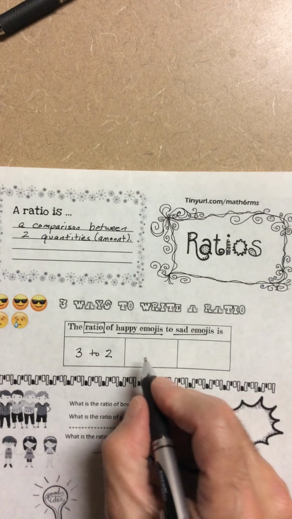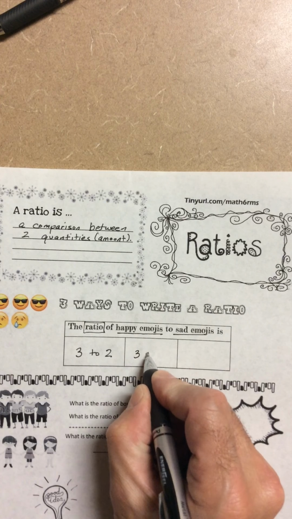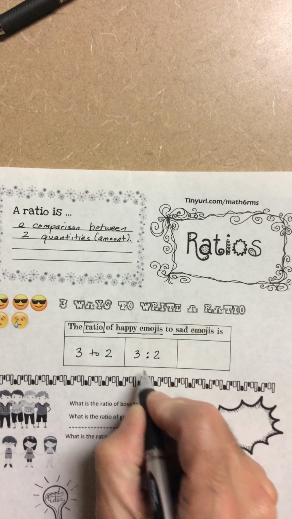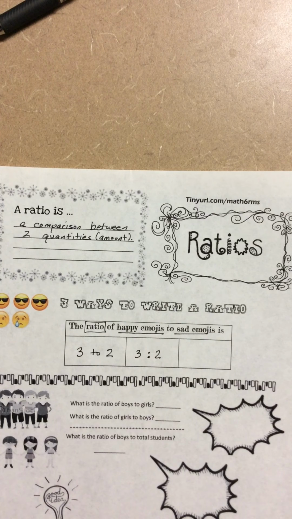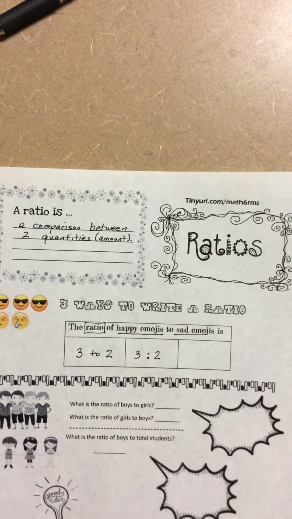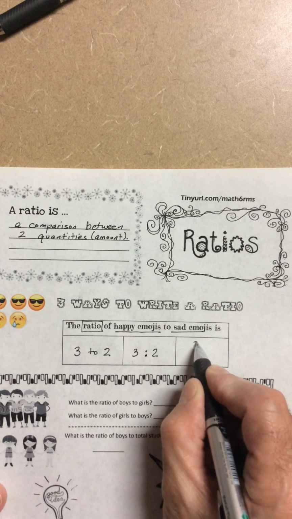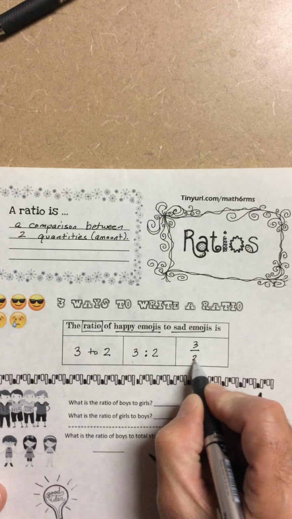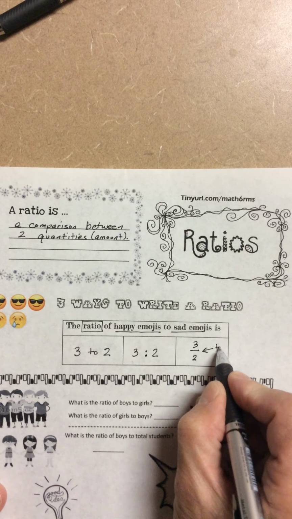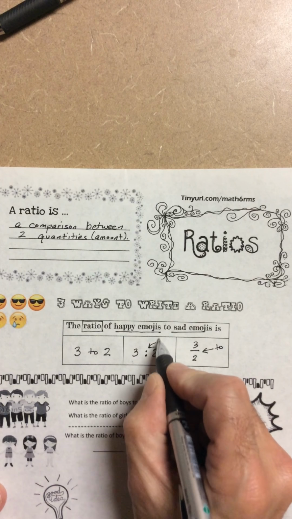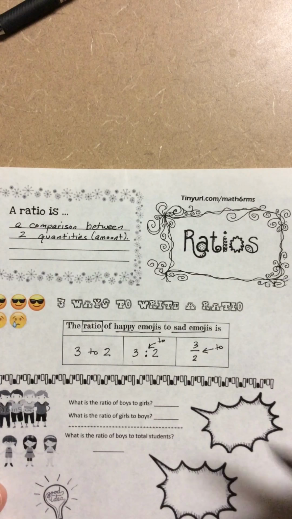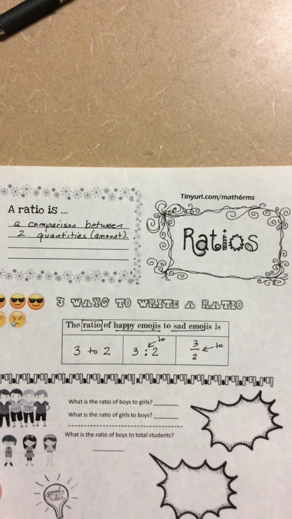Another way to write it is with a colon, which we say "to." When we write the colon, 3 dot dot 2, 3 colon 2, we say 3 to 2. And the third way to write it is a fraction. 3 to 2. So this means 3, and this means 2. This also means divided by, right? 3 divided by 2.